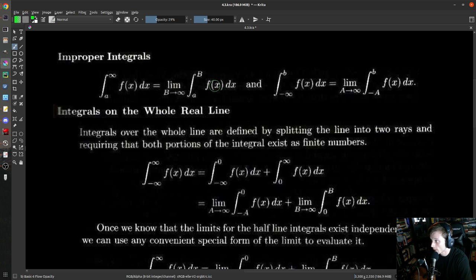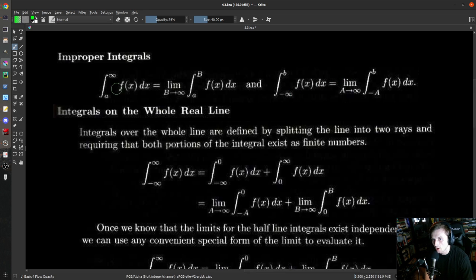So improper integrals, if you don't recall, are integrals where one of the bounds is infinity, which is not, in fact, a number in the real numbers. So these are improper in the sense that infinity properly is not a number, right? And they're just defined in terms of a limit. So the integral from a to infinity of f(x) dx is the limit as b goes to infinity of the integral from a to b of f(x) dx. Exactly the same on the negative side, right?